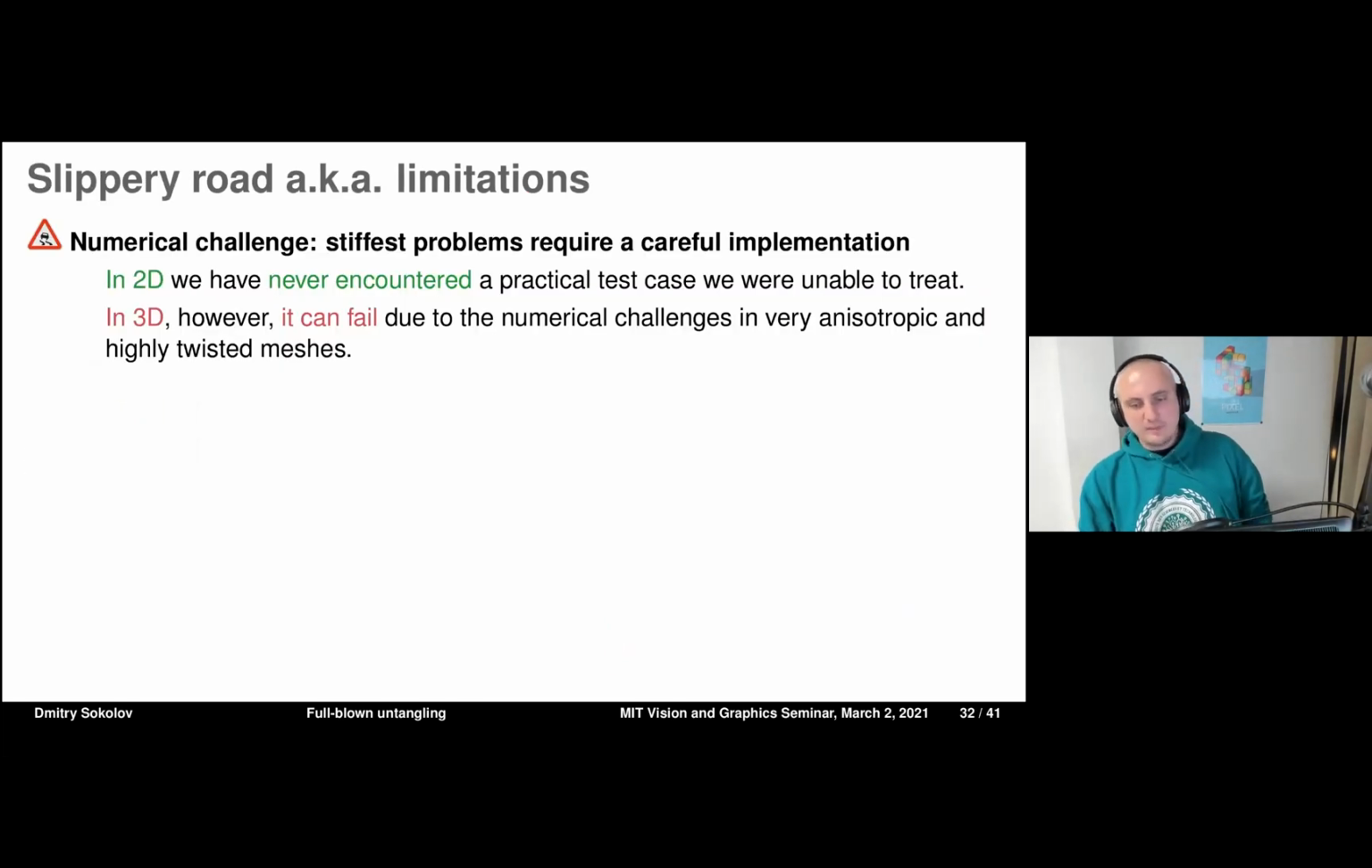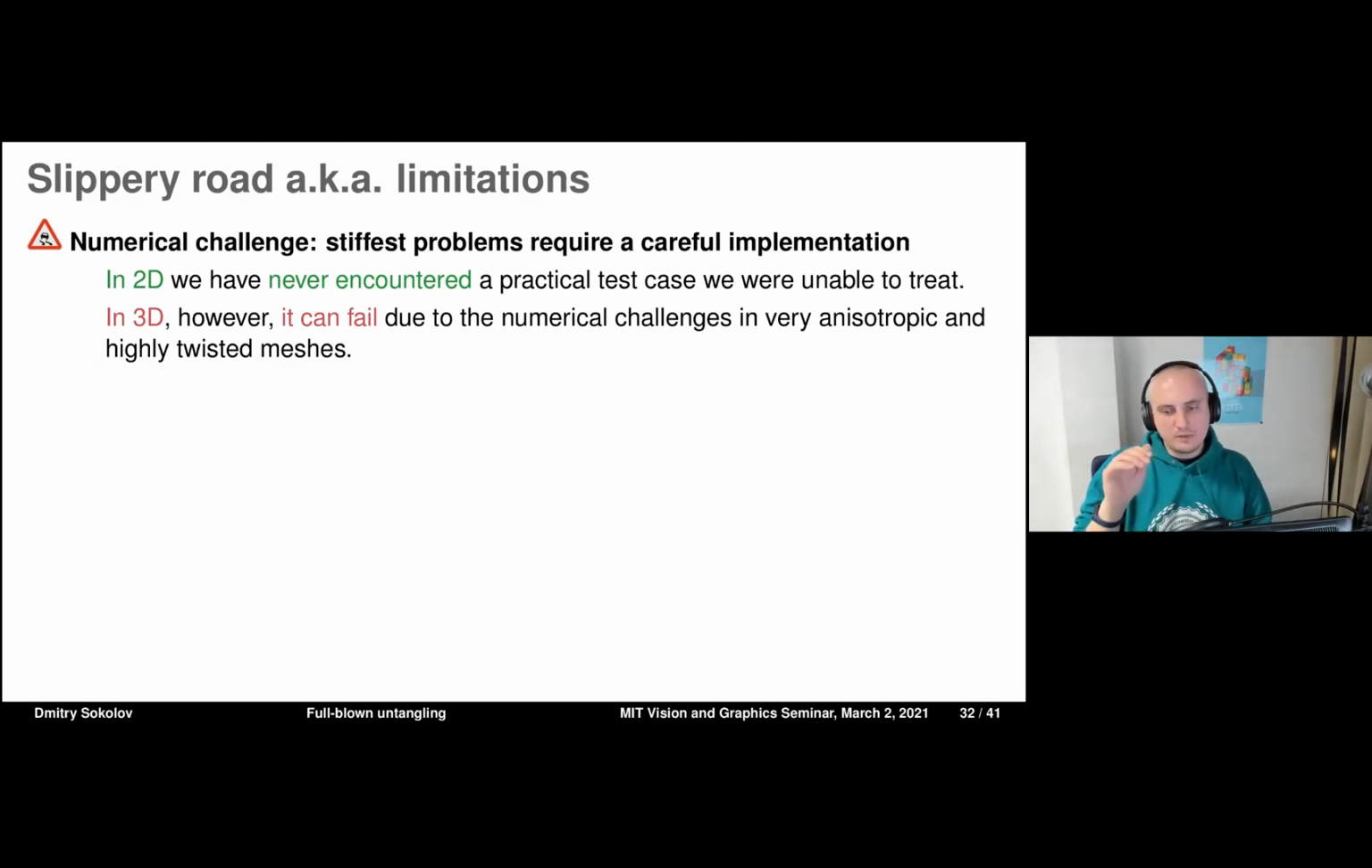Okay, now for the limitations. It's important to note that even if the problem is well posed, a robust implementation may present significant difficulties. As I have already said, the quasi-Newton optimization scheme performs well for simple problems. It passes all the benchmark dataset. But it may fail for large deformations where Newton iterations are necessary.